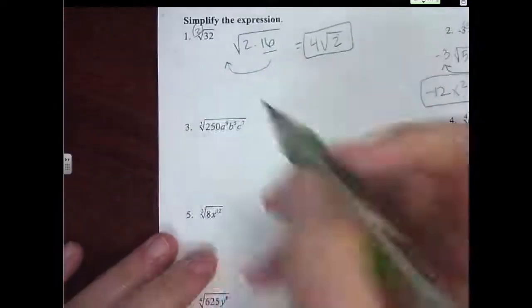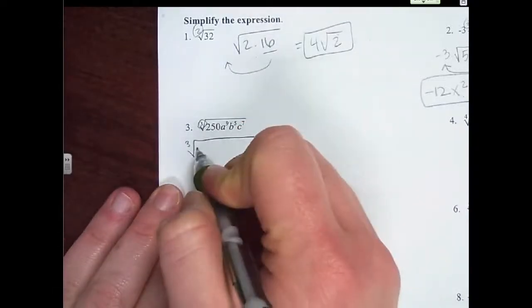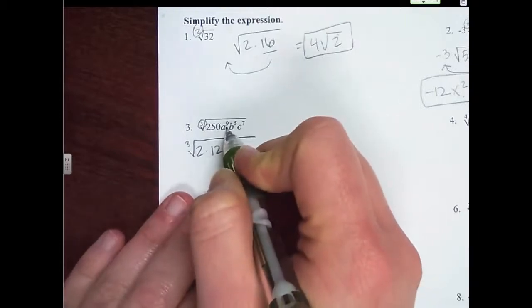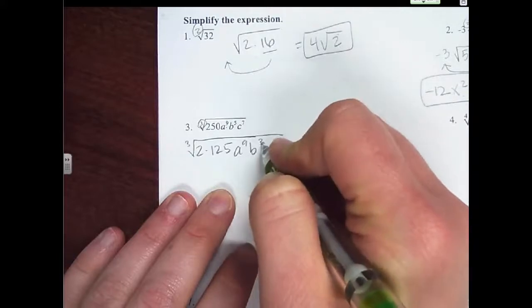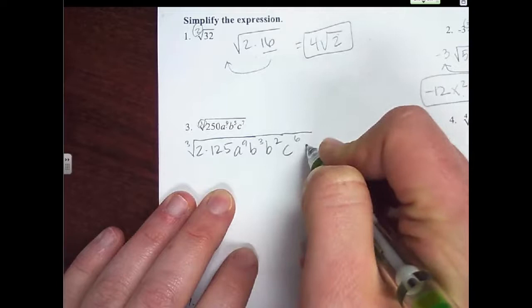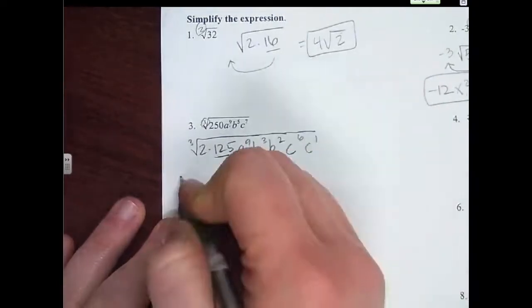Number 3, now here I'm doing cube root, so I have to be careful. I'm switching it up. So cube root, let's see, that's going to be 2 times 125. The a is going to divide nicely. The b is not. So I'm going to leave the a. The b I'm going to split up, b3, b2. And the c I'm going to split up, c6, c1. So the cube root of 125 is 5.